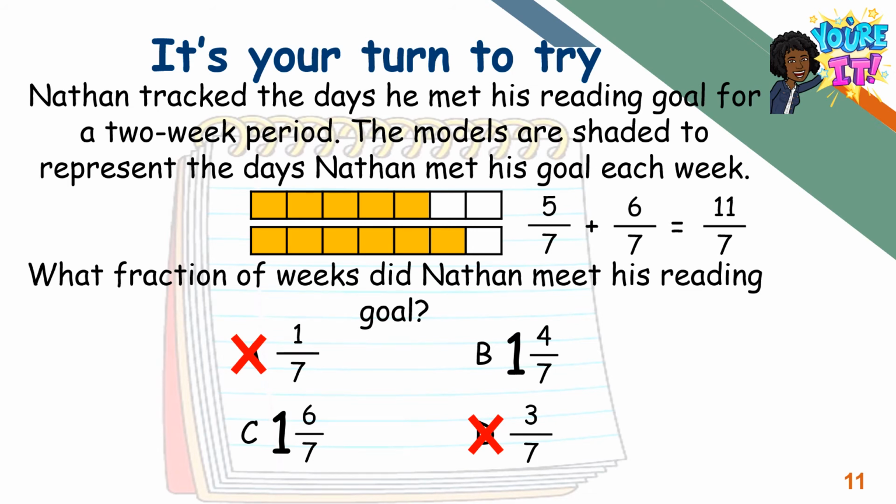I need to count 7/7 to create one whole and then find out how many I have left over. 1, 2, 3, 4, 5, 6, 7/7 for one whole, and 1/7, 2/7, 3/7, 4/7 left over. So our mixed number is 1 and 4/7, and our answer is B.